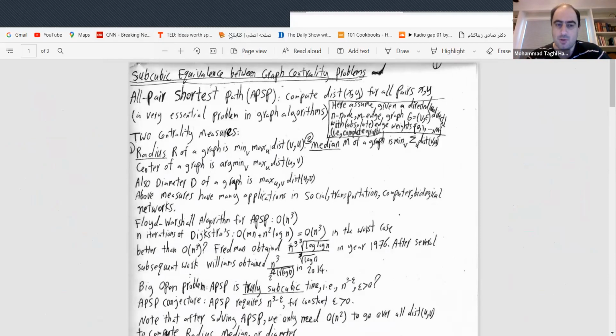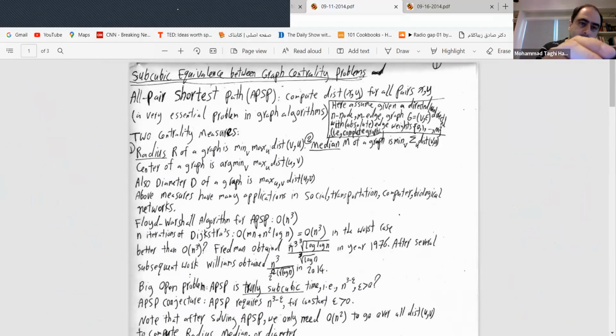This is the problem, all pair shortest path, that we discussed, and the hardness of these problems. Now we are talking about a set of other hard problems, and we can actually see the reduction between them. So what is the radius of a graph?